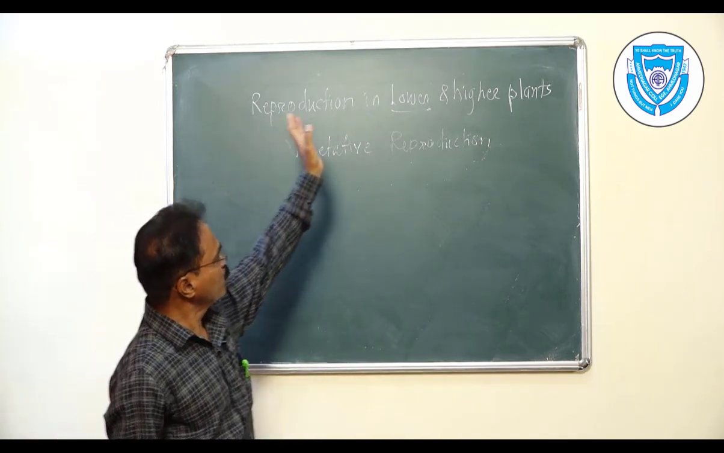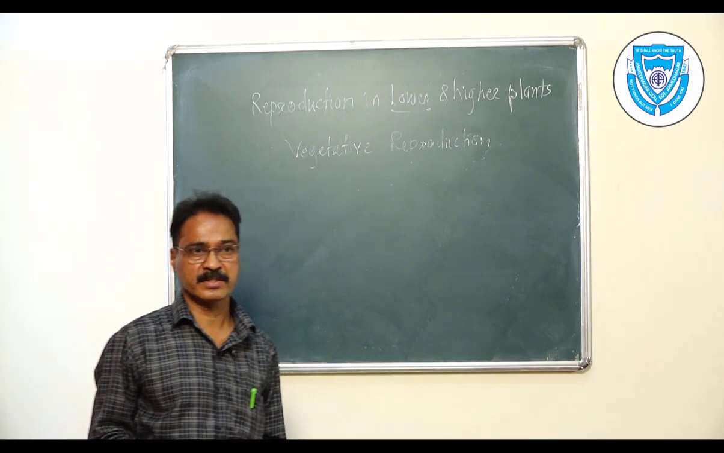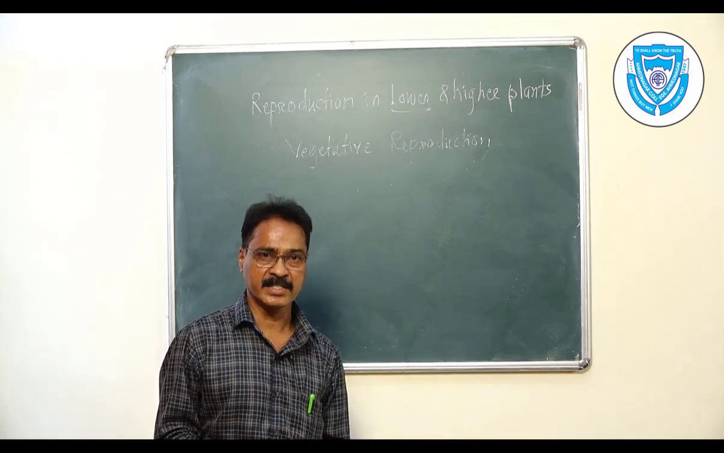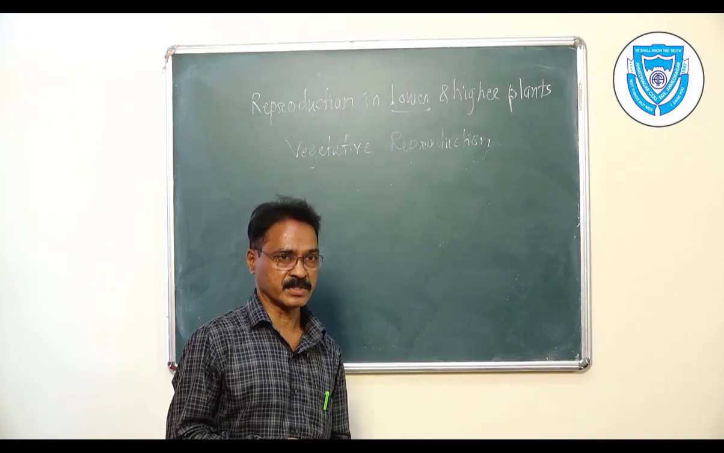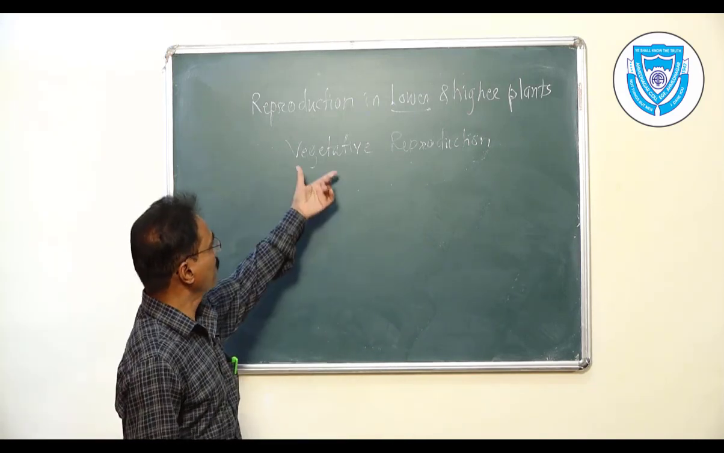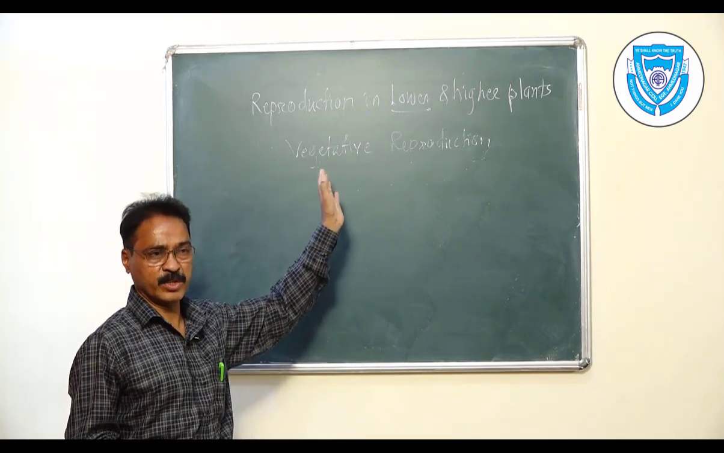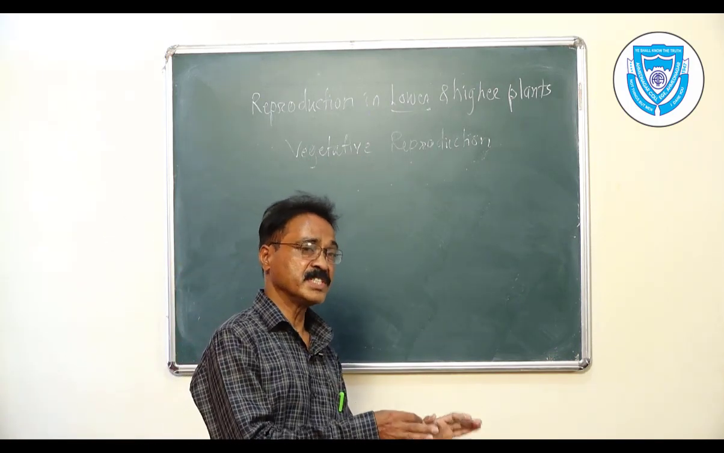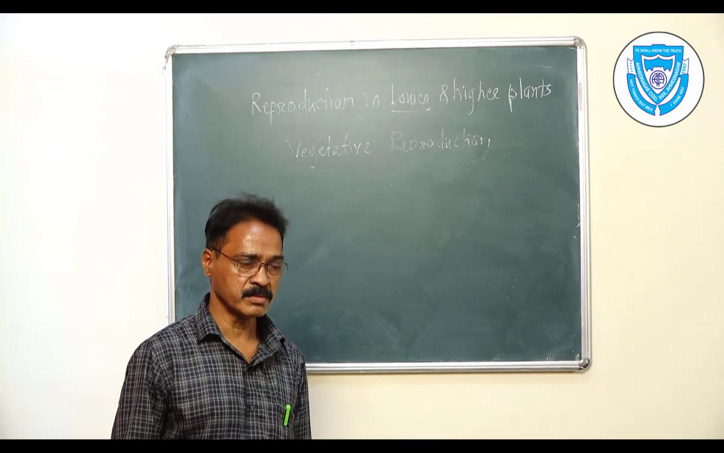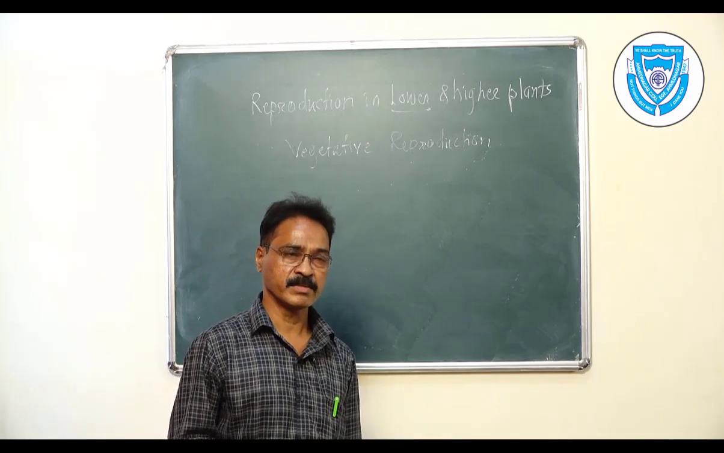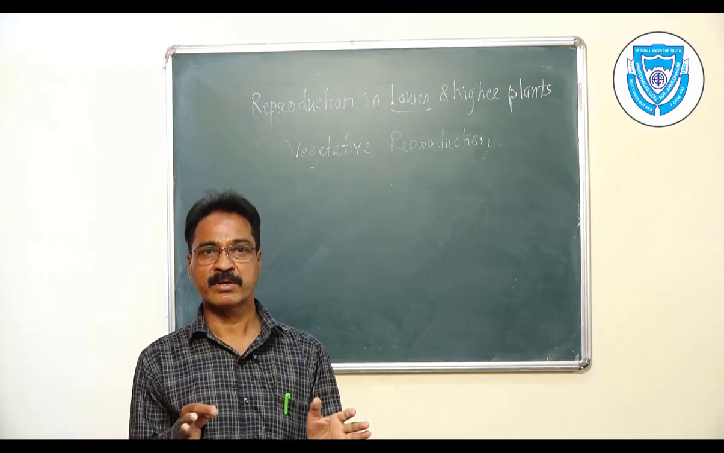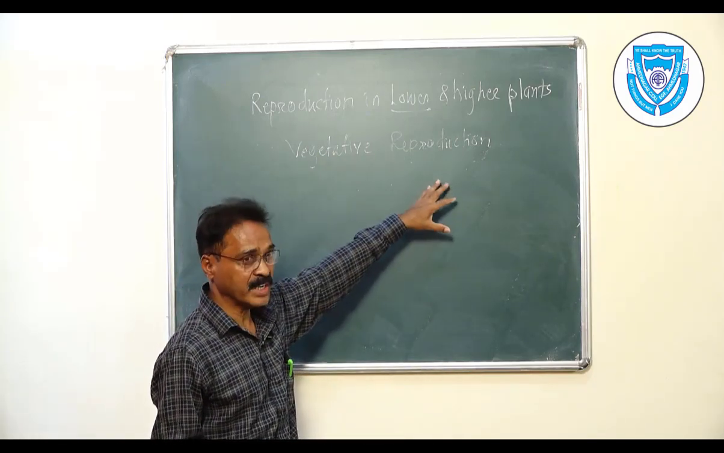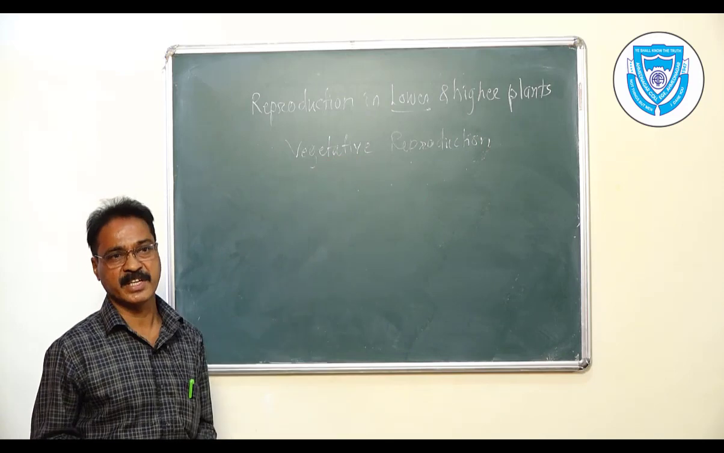Now we are going from lower to higher plants. The higher plants surrounding us, that means which we can see with the naked eyes, how do these plants reproduce? It is known as vegetative reproduction. Vegetative means the vegetative part of the plant, for example root, stem, leaf, branches. All these are vegetative parts, and when these vegetative parts take part in reproduction, it is called vegetative reproduction.